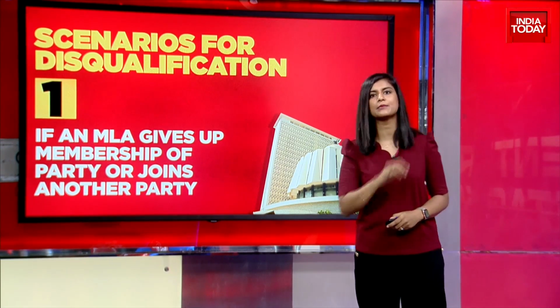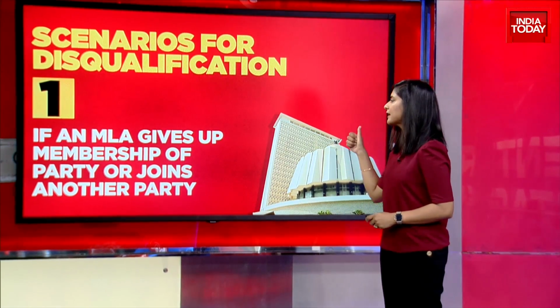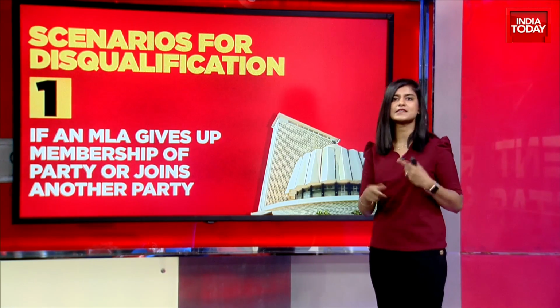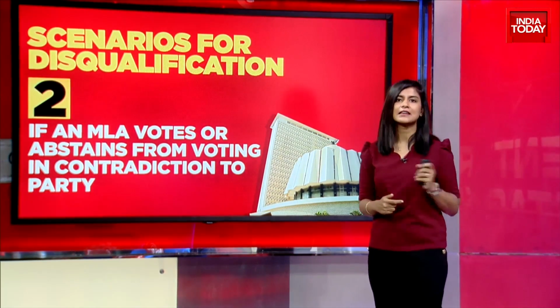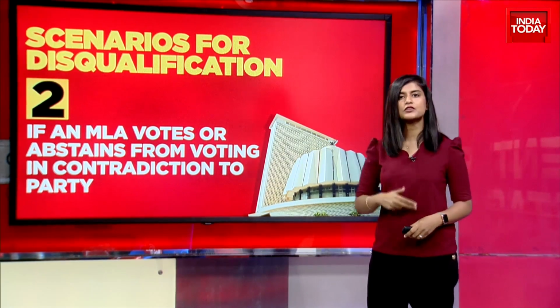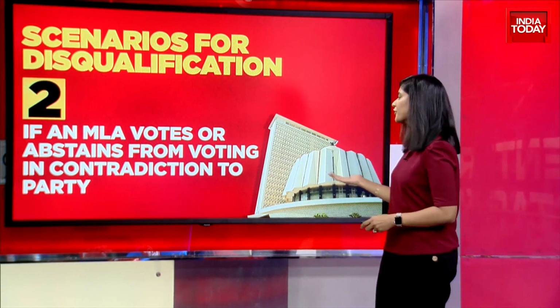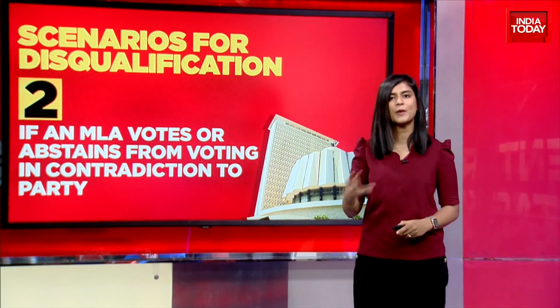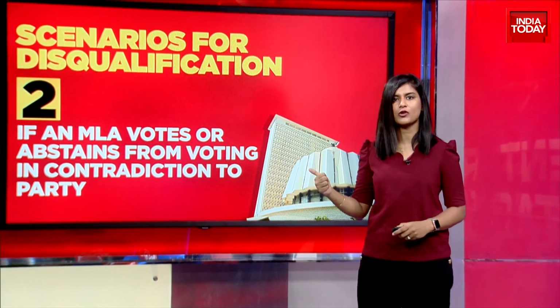On what grounds can an MLA be disqualified? Number one, if an MLA gives up membership of the party voluntarily or joins another party, then he or she can be disqualified. Similarly, if they choose to vote or abstain from voting in contradiction to the party stand and in contradiction to the whip issued by the party, they can face disqualification.